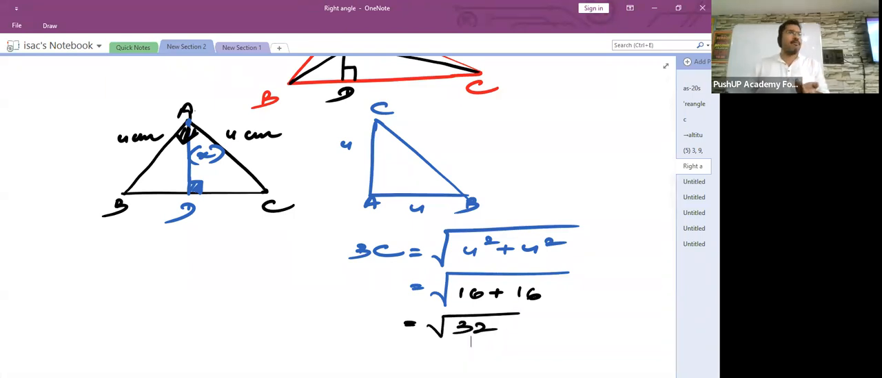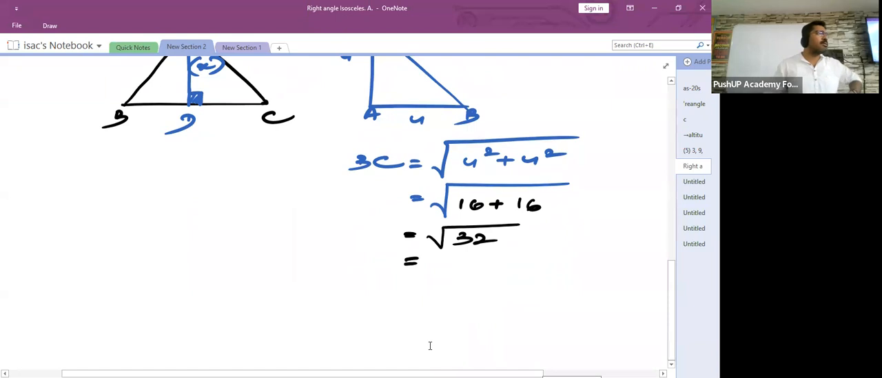Now, can we simplify square root of 32? Yeah, we can simplify it. Let's do it. Square root of 32 can be written as what, children? 16 into 2. Is it 4 root 2? Yes, sir. Yeah, it's 4 root 2.